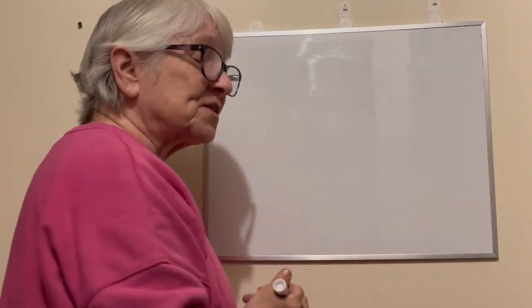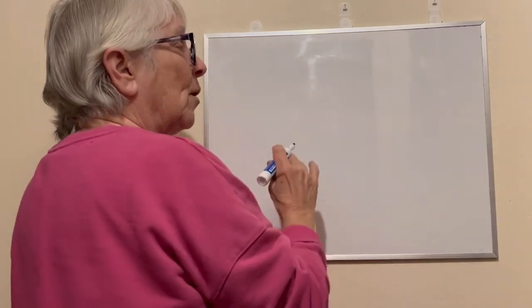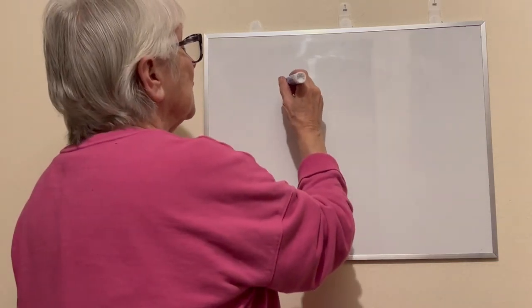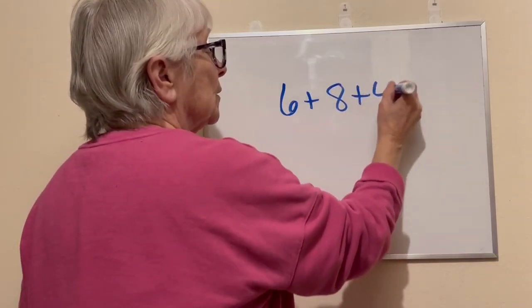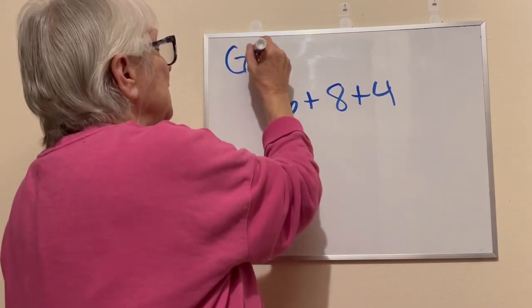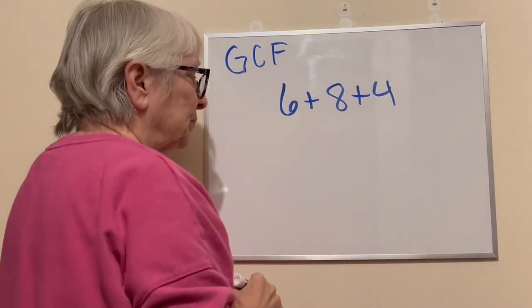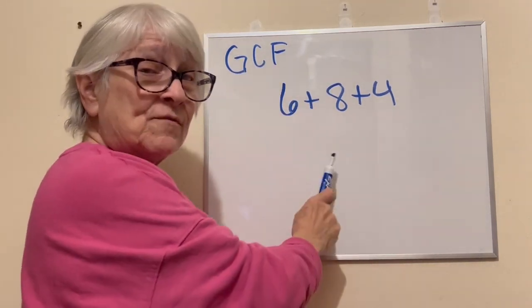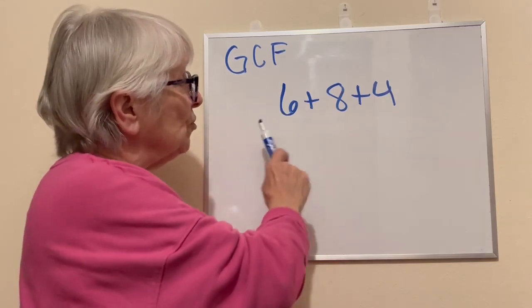I want to start with a simple one that's just all numerals. I'm going to write down 3 numbers: 6 plus 8 plus 4. And I'm going to find the GCF, or greatest common factor. Now, they're all even. So I know 2 goes into it. 2 goes into each one.